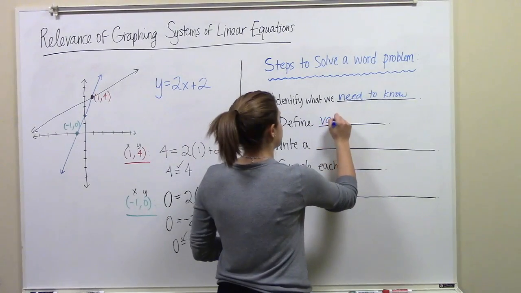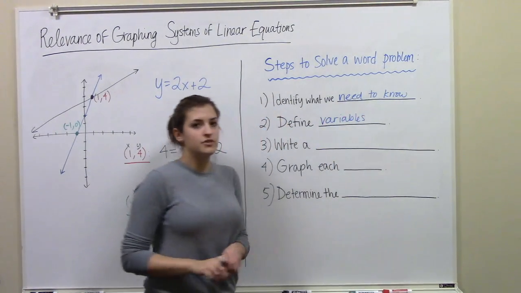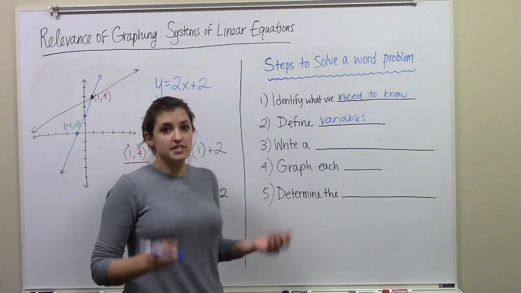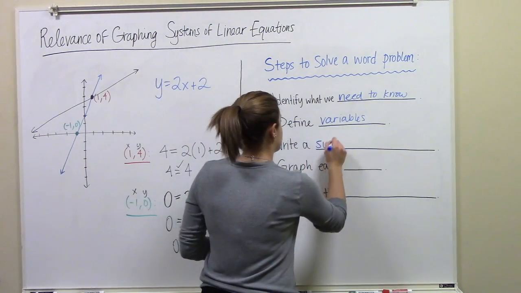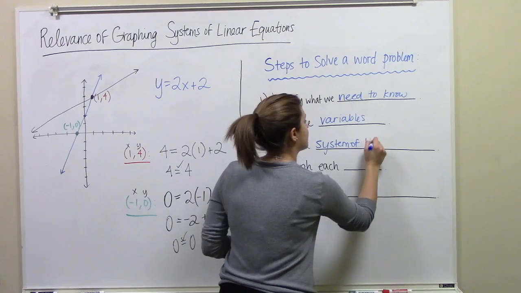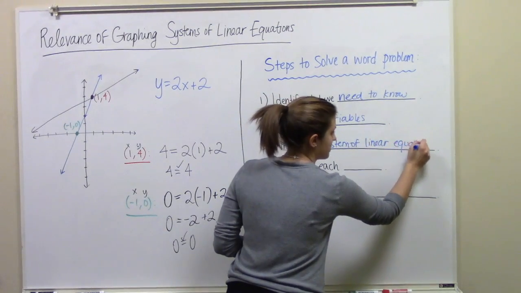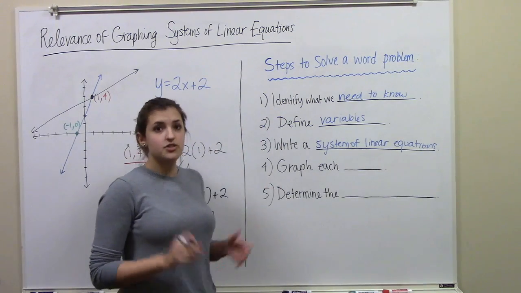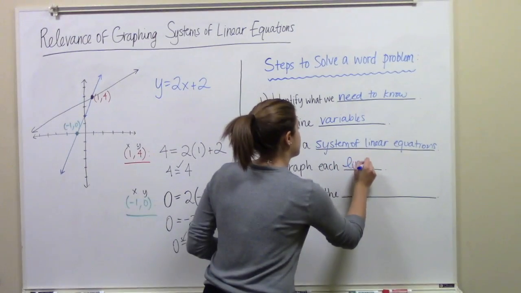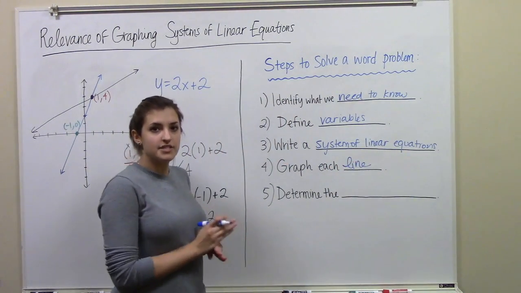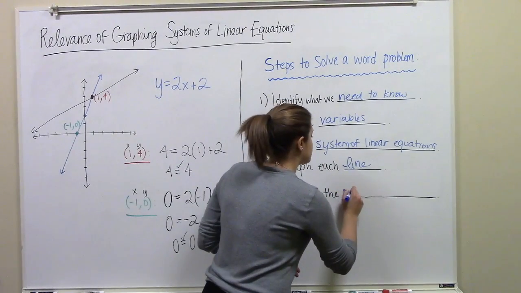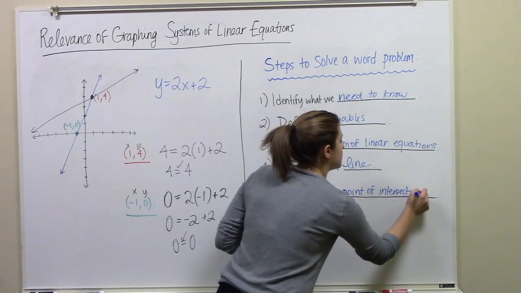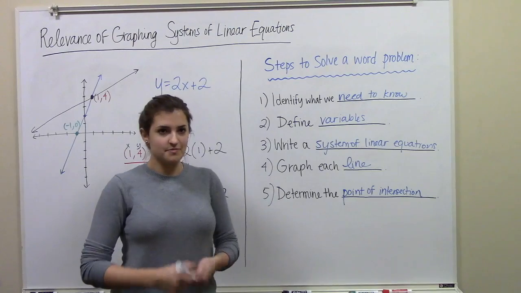If you remember, when we look at word problems and we use linear equations, we always want to define our variables. Third step is to write a system of linear equations. That means we're going to have to write at least 2, and in our case, we are going to write 2 linear equations. Then we need to graph each line given in our system of linear equations. And finally, using those lines that we graph, we need to determine the point of intersection. And that point of intersection is going to be my solution. All right, let's do some examples.